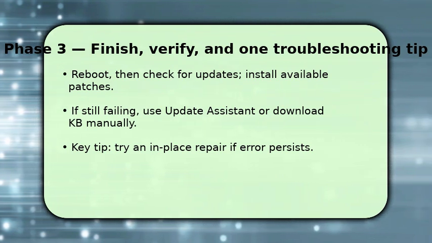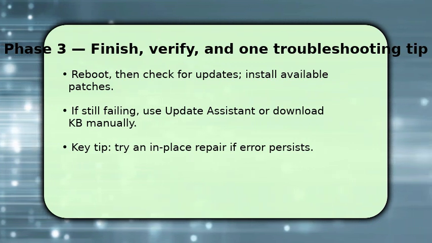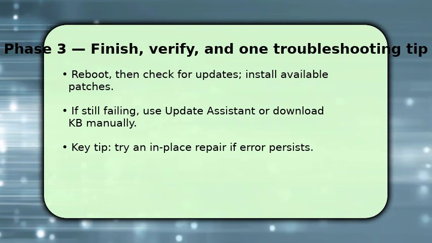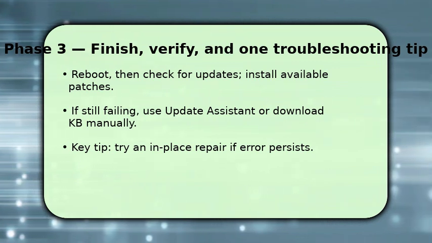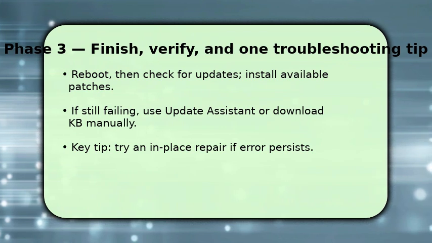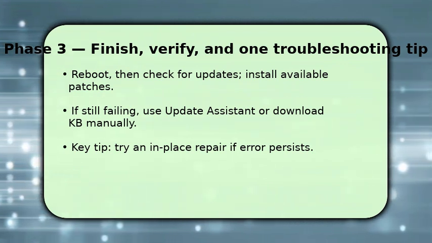If Windows Update still shows error 0x800f0984, use the Windows Update Assistant or download the specific KB package from the Microsoft Update Catalog and install manually. Make sure drivers are current and perform a clean boot if installers collide with third-party software.